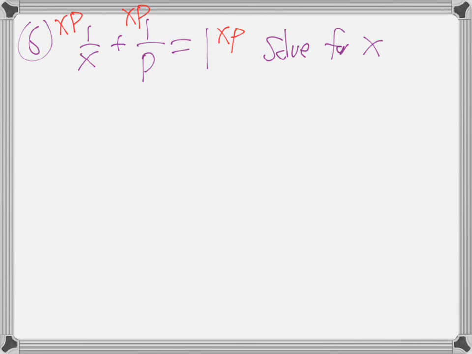So then cancel what you can. So the X's cancel. It's just going to be P times 1P. The P's cancel, just X. And 1 times XP is just XP. You don't have to put the 1, just 1 times XP is just XP.